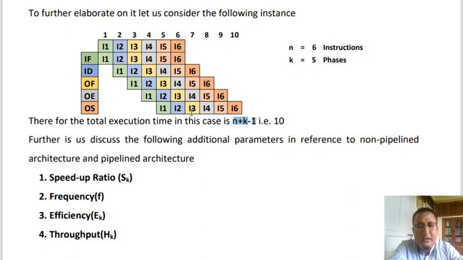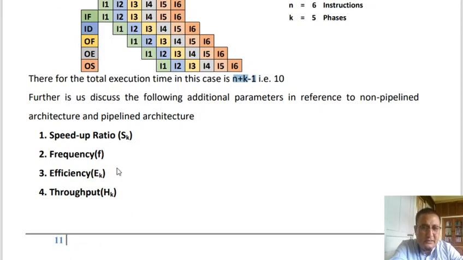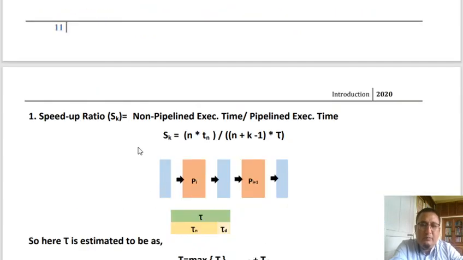Now, to further elaborate on pipelined and non-pipelined architecture, we'll take into consideration 4 important characteristics: the speed up ratio, frequency, efficiency, and throughput. Let us start with the speed up ratio. What is speed up ratio? Speed up ratio is the ratio of execution time in a non-pipelined architecture to execution time in a pipelined architecture. So speed up ratio S of k is represented as non-pipelined execution time by pipelined execution time.